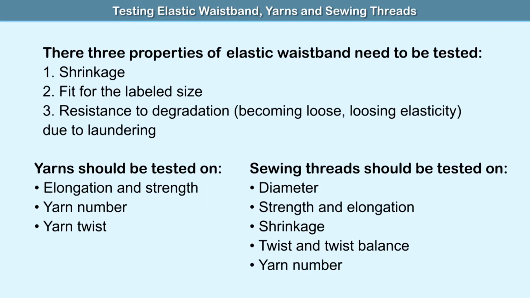Testing elastic waistband. There are three properties of elastic waistband that need testing: shrinkage, fit for the labeled size, and resistance to degradation, such as becoming loose or losing elasticity due to laundering. Testing yarns: elongation and strength, yarn number, yarn twist. Sewing threads should be tested on diameter, strength and elongation, shrinkage, twist and twist balance, and yarn number.